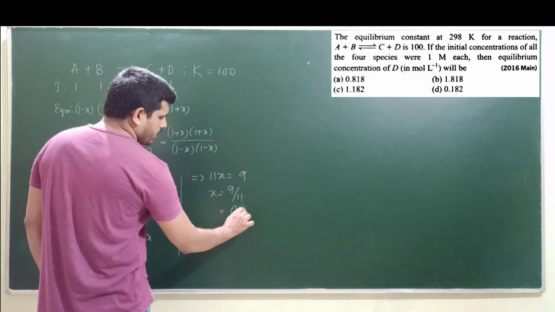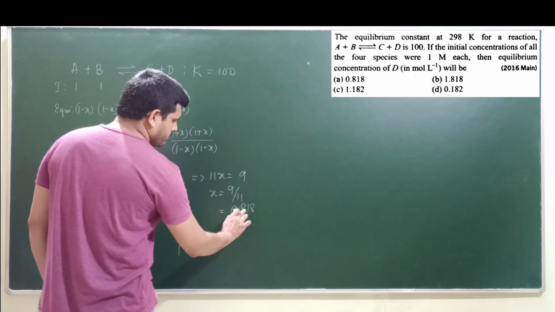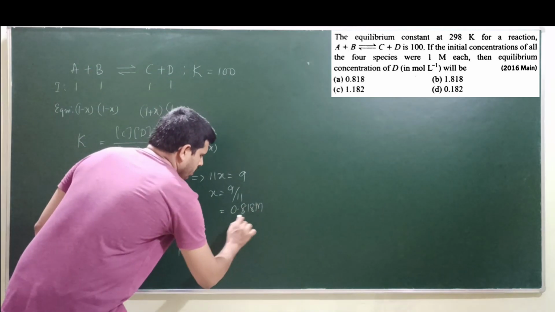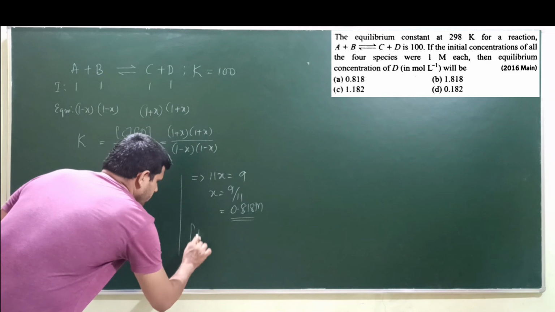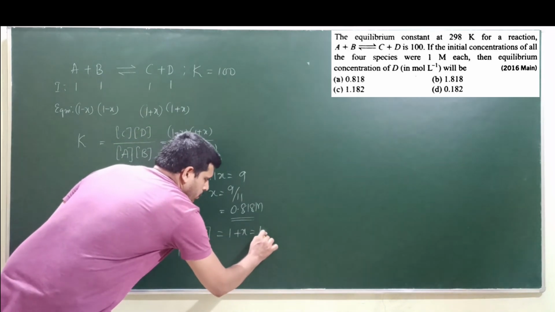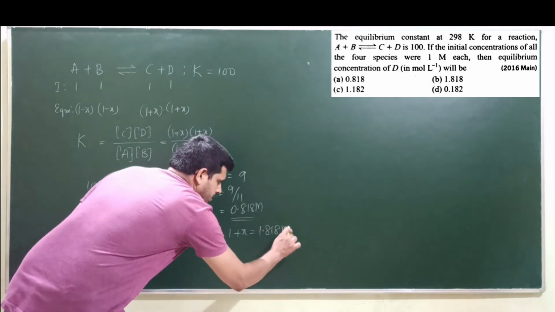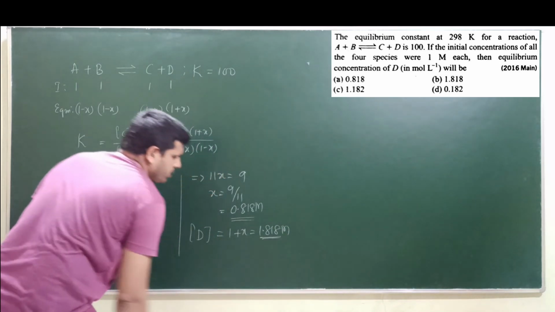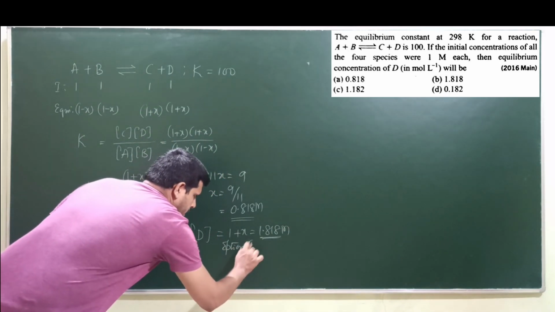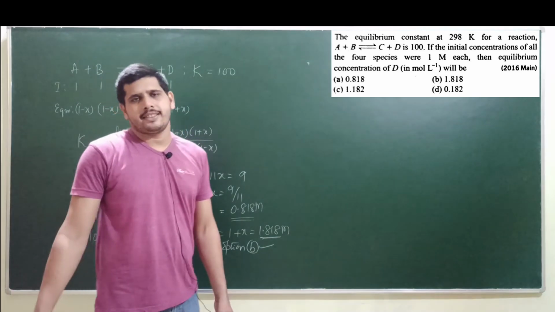9 by 11 is 0.818. Am I right? Yes. So molar. What is asked? Concentration of D is equal to 1 plus X. 1 plus X, this is 1.818 molar, isn't it? So what is the option? Option B is the right answer in this case. That's it.